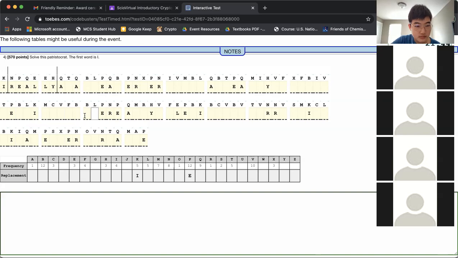Let's see. Can we find it anywhere else? There's BL here. TH does happen in a good amount of words just by itself without the E, so it doesn't have to necessarily be the. There's BL here again. It does actually have the E, but it might not be the in this case.